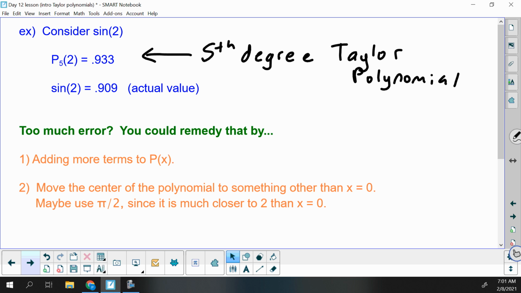Well, 0 is not that close to 2. Maybe you take something like pi over 2, 3.14 divided by 2. That's like 1.5 and change. That's closer to 2. So your window that it is a good approximation is more likely to surround 2 than when your center is at 0. So those are two ways that if your Taylor polynomial is not as good of an approximation as you would hope, you could make an adjustment.